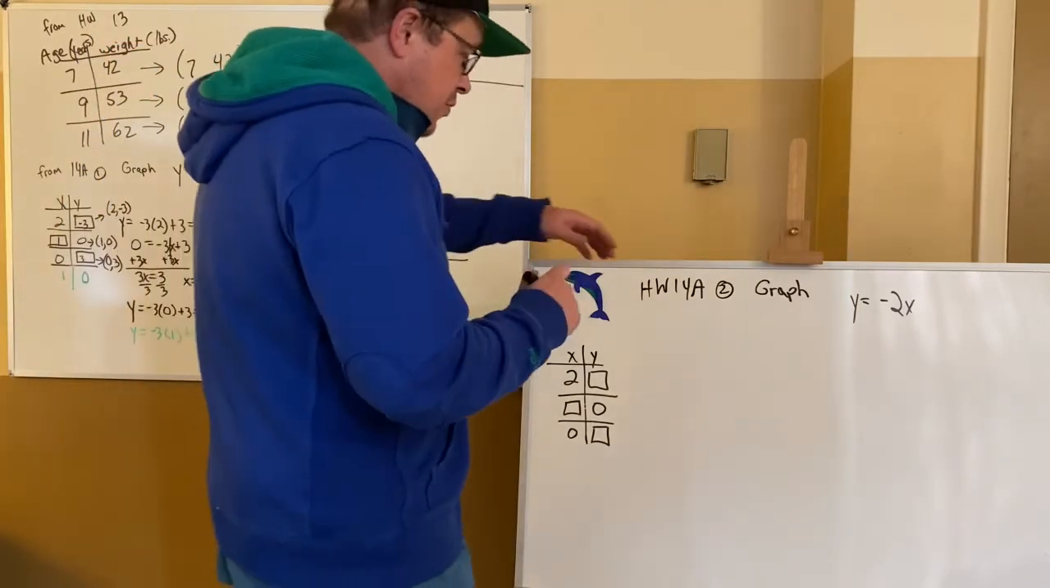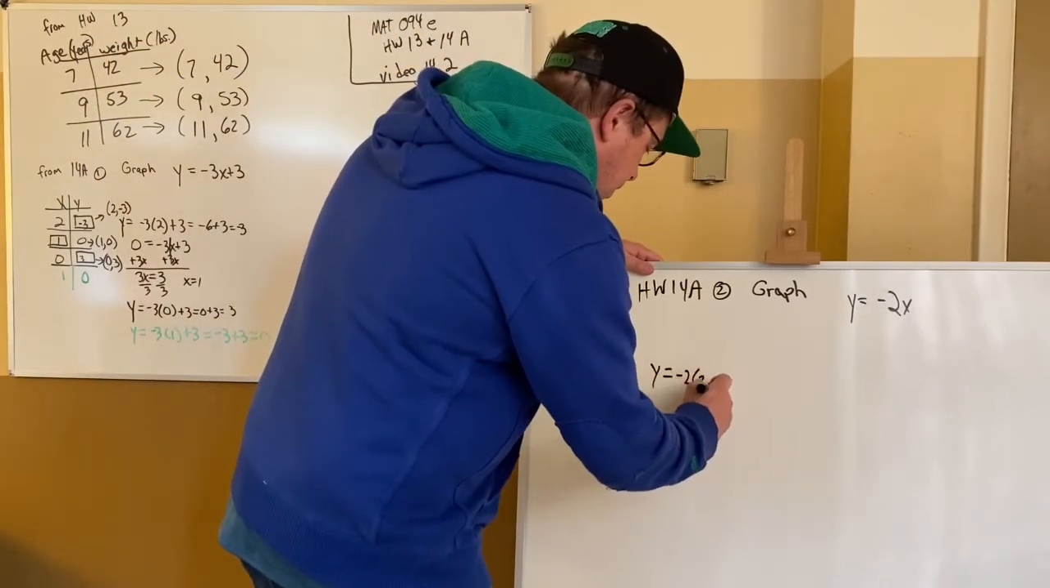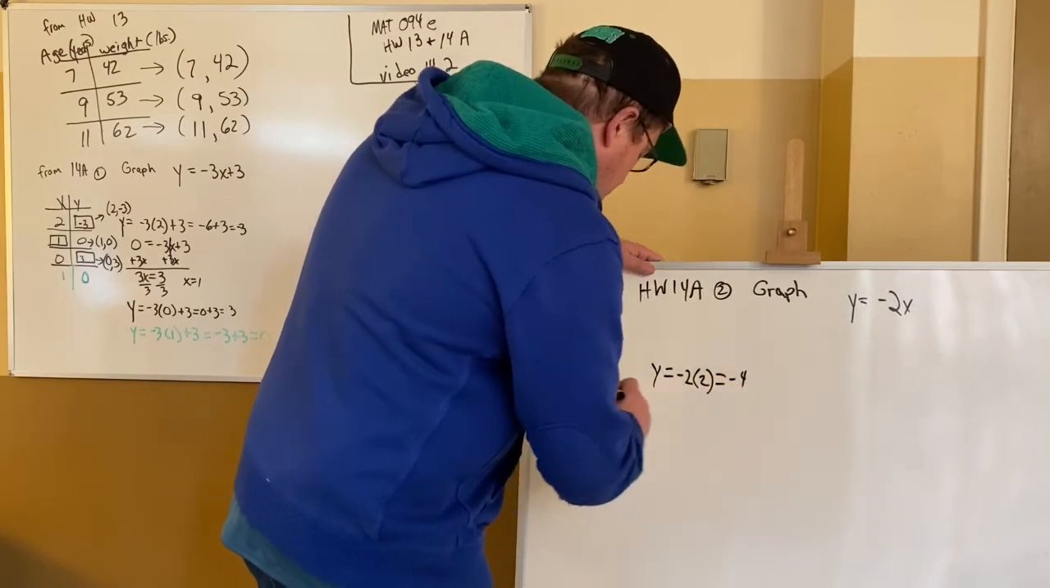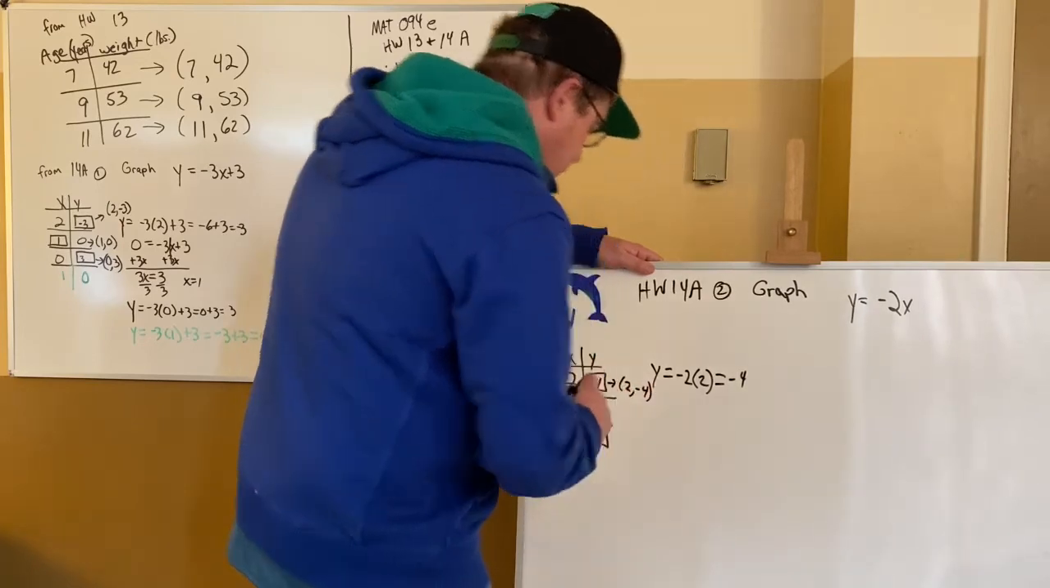We're putting in 2 for x. So the first one is that y equals negative 2 times the value of 2. That's negative 4. So we get negative 4 here, and we get 2, negative 4.